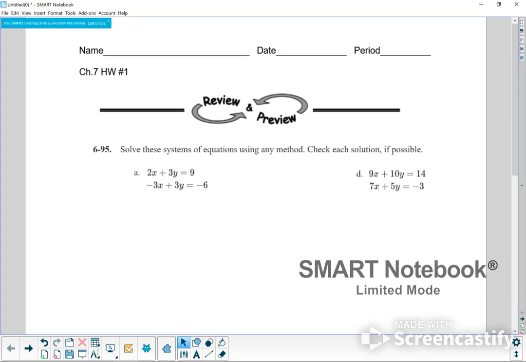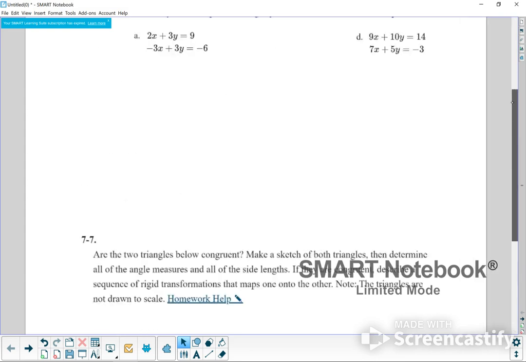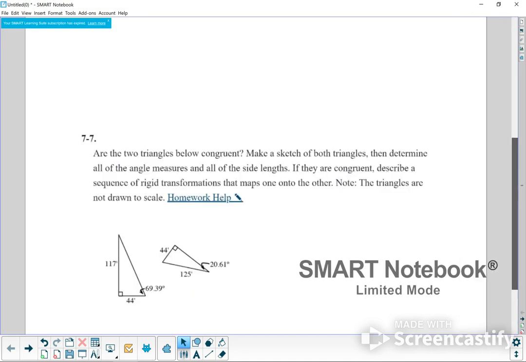All right, folks, let's go ahead and do this first problem, number 95, which is a review of last chapter, right? So you're going to solve a system of equations, right? So on letter A, it looks like it's ready to go.